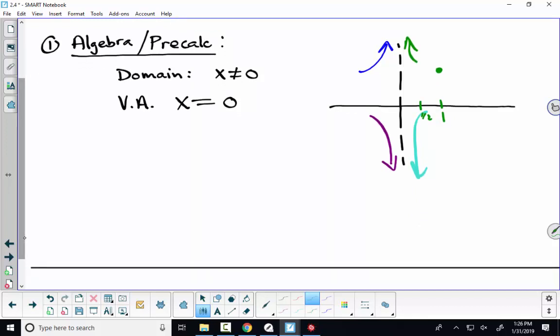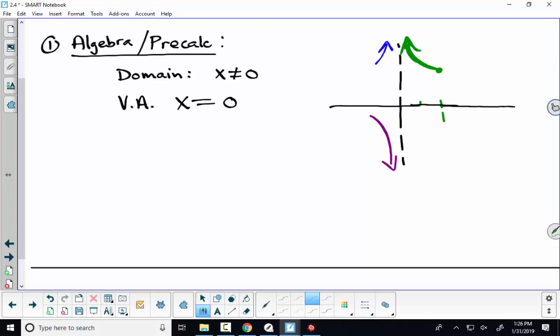So since we have a point here, it wouldn't be this one down here, sorry. The rest of our graph is up here. So that graph is approaching the asymptote that way.